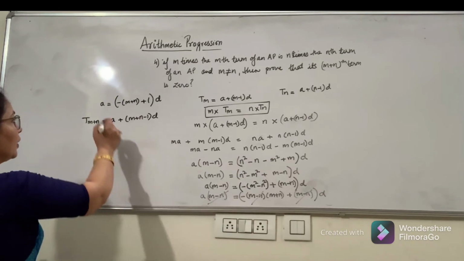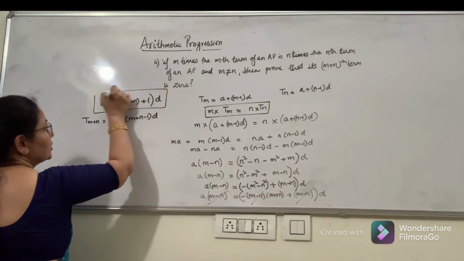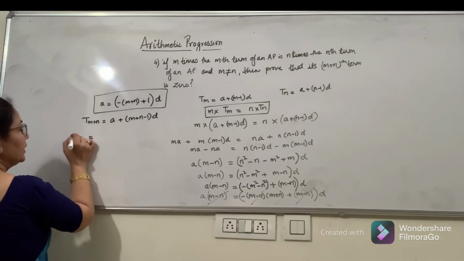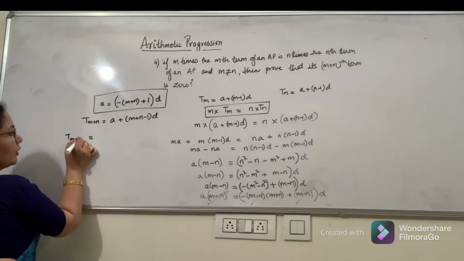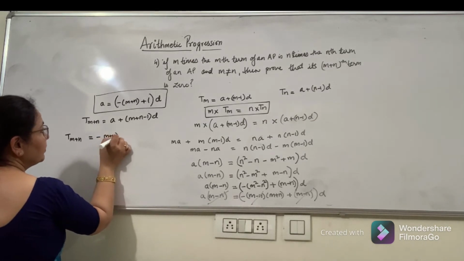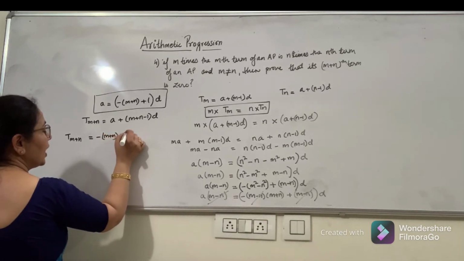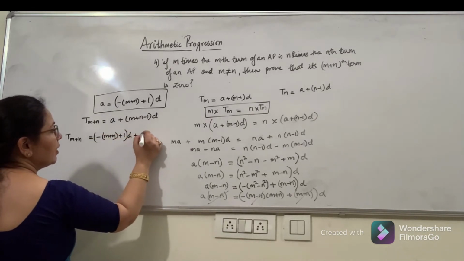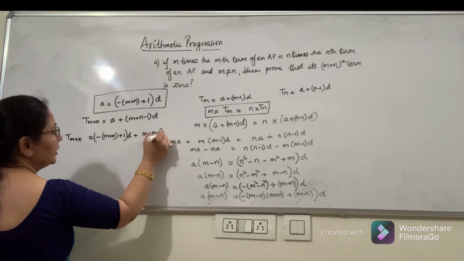Okay, so I have calculated a in terms of d. What is the relation? This is the relation. So I'll put the a here. The (m+n)th term I have to find out. Put the value here: minus (m+n) bracket plus 1, and that is d, and here I'll get (m+n-1)d.